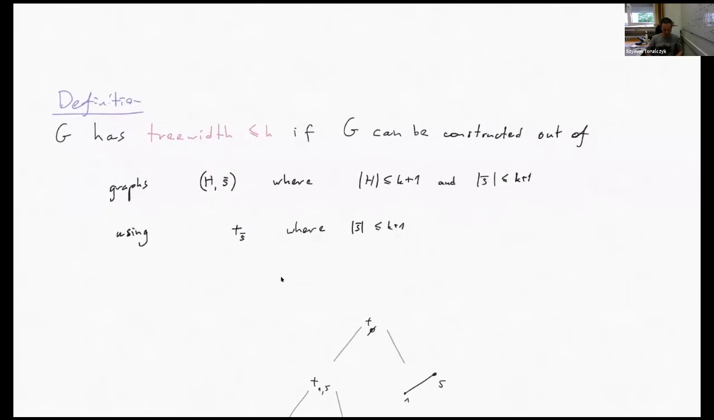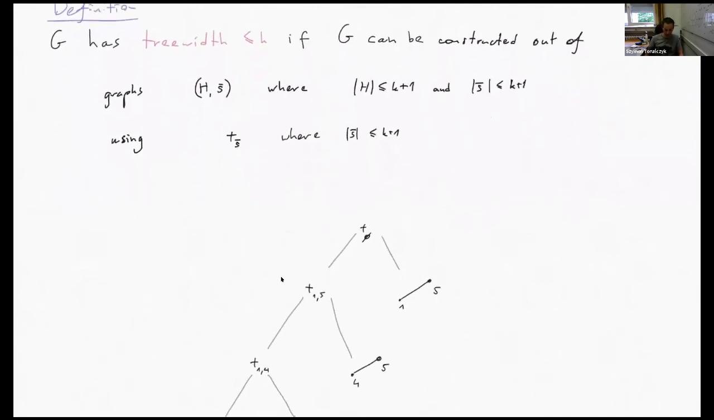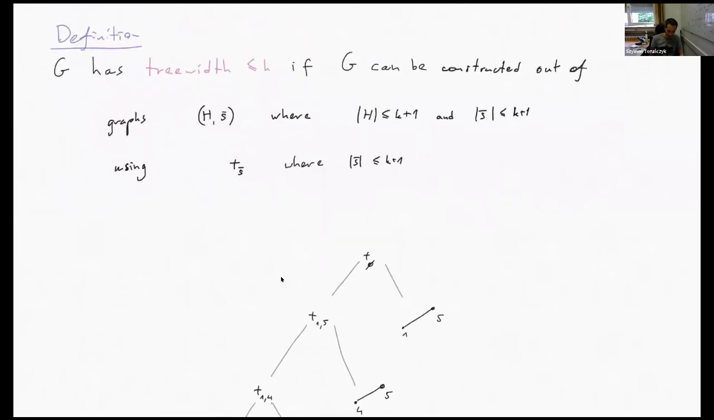So this is a definition. Say that a graph G has tree width at most K if it can be constructed out of graphs with distinguished tuples of at most K plus one vertices.